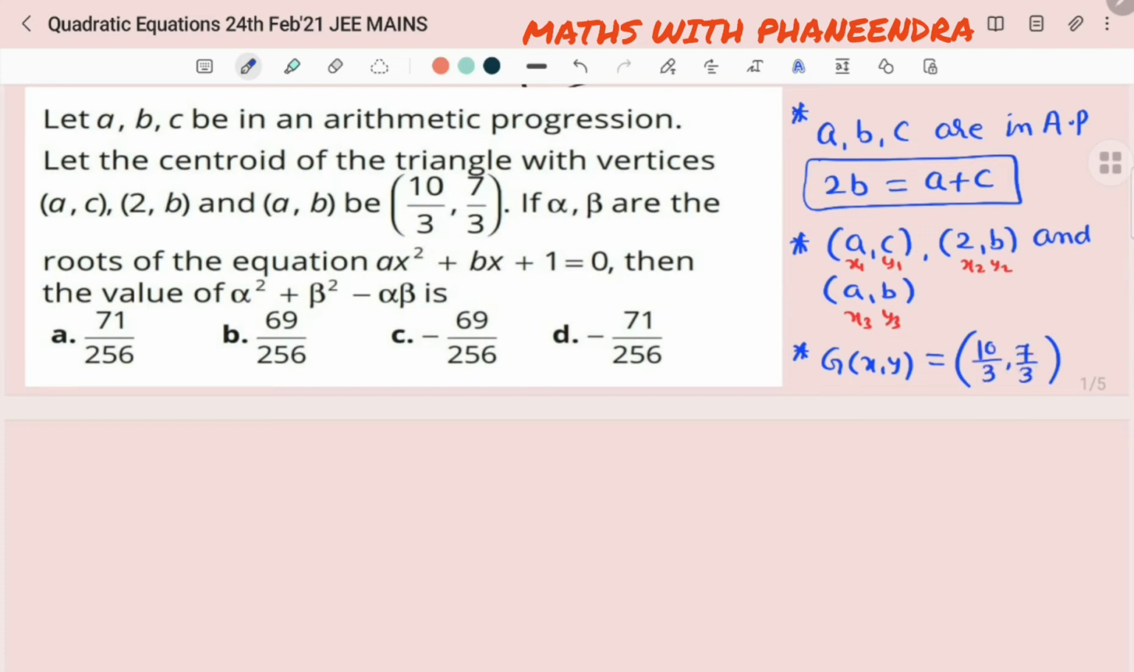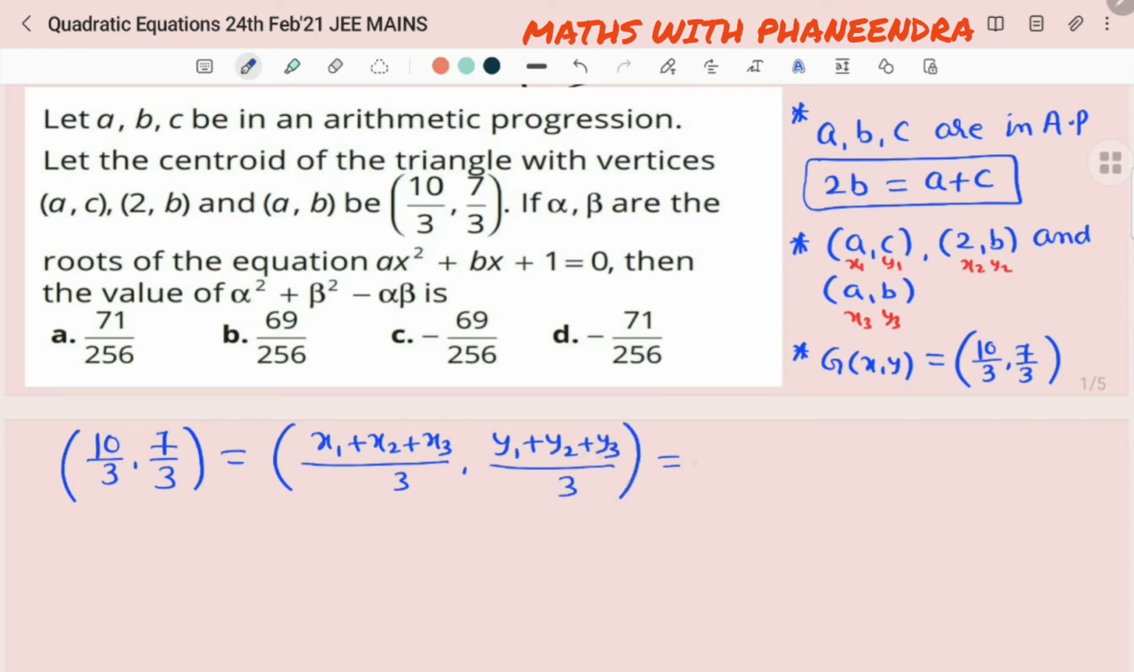Observe carefully in the question. The centroid is 10 by 3, 7 by 3. So the formula for centroid, directly I am writing the values: 10 by 3, 7 by 3 is equal to the sum of the x coordinates by 3, x1 plus x2 plus x3 by 3, y1 plus y2 plus y3 by 3. I hope everyone understands, dear students. Now substitute the respective values of x1, x2, x3 and y1, y2, y3 here. So a plus 2 plus a by 3 comma c plus b plus b divided by 3.